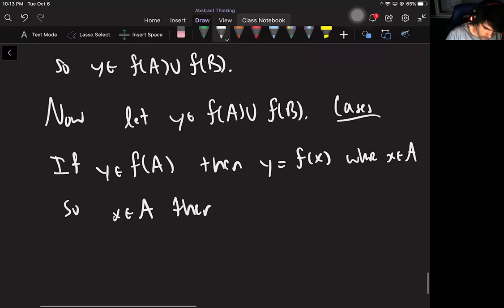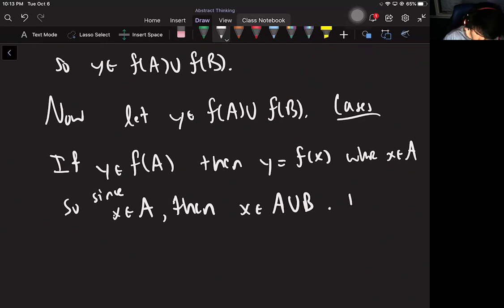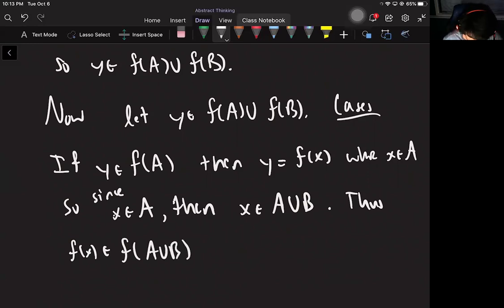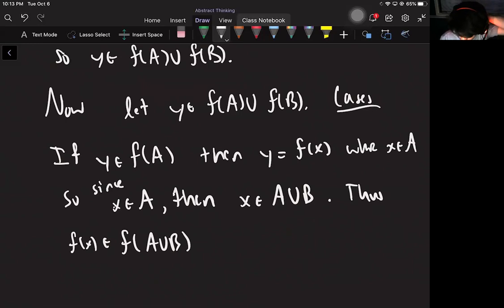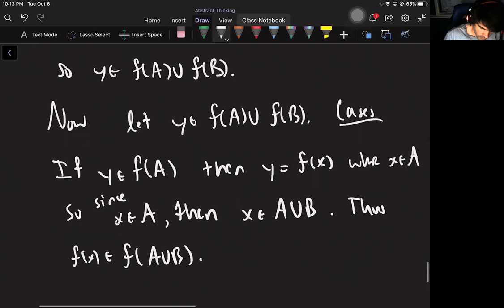Because then we can pull this little trick again. If x is in A, it's automatically in A union B. And then if it's in the union of A and B, then if I send it over with f, the function, then f of x is in the image of A union B, just by definition. The image is just the stuff that you get by sending things over from the subset, and this is one of those things, so it's in there. Okay, and that's what we wanted to show.